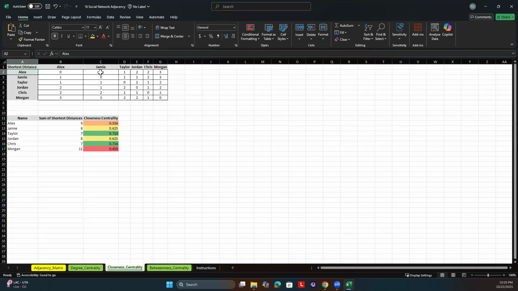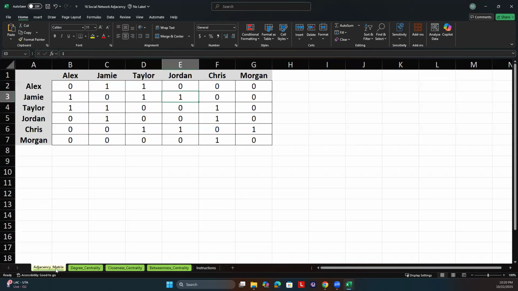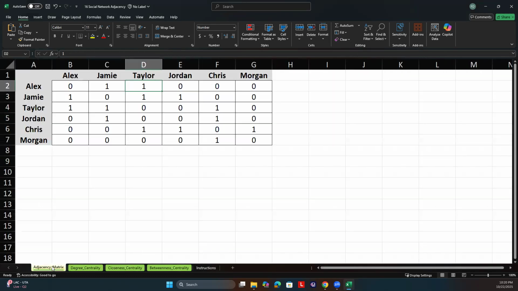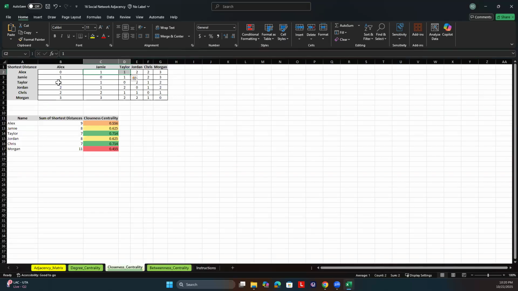Now let's look at another edge connecting Alex to Jamie, and you can see here it says 1. Why does it say 1? If you go back to the adjacency matrix, Alex and Jamie are directly connected, so their shortest path is 1. Same thing for Taylor. I will put Jamie and Taylor 1, 1. And similarly, for Jamie's row, I will put Alex 1, Taylor 1, and Jordan 1, because they're directly connected.